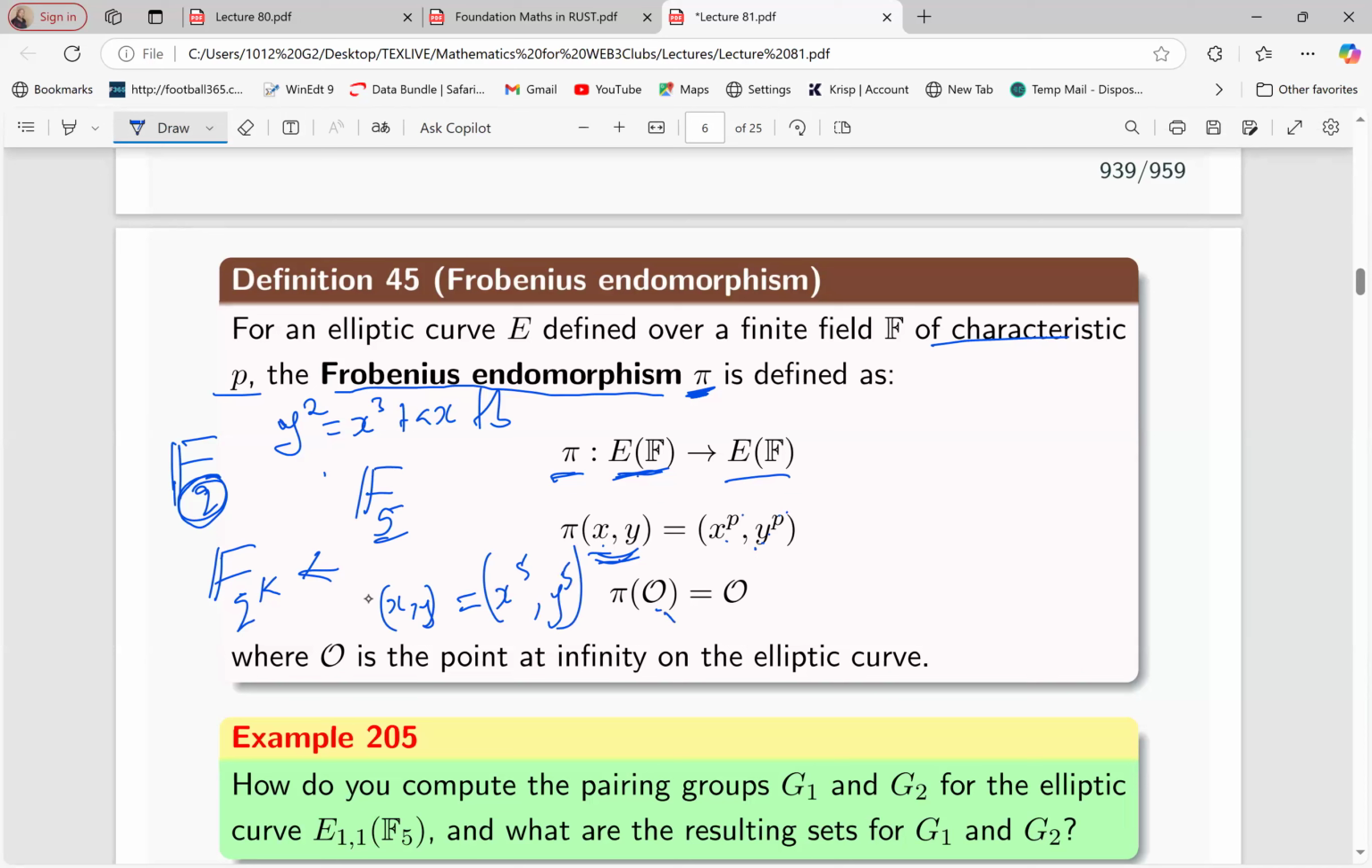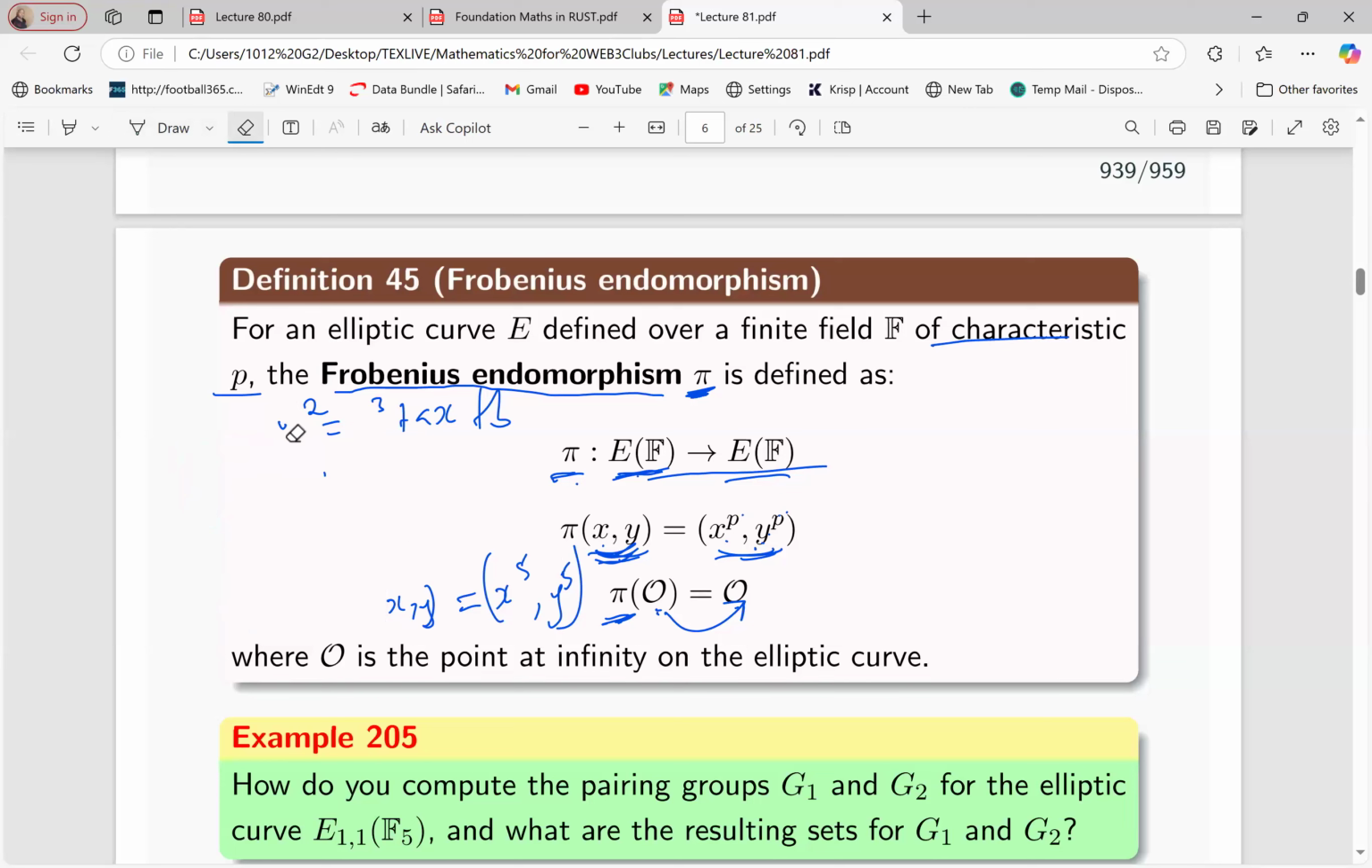But the identity element will just be identity. This function maps the identity to identity, but it maps this point to this point. But the elliptic curve remains the same. So that is what the morphism means. And we'll look at calculations to see how it works, and then proceed and find G2 and use this Frobenius endomorphism.